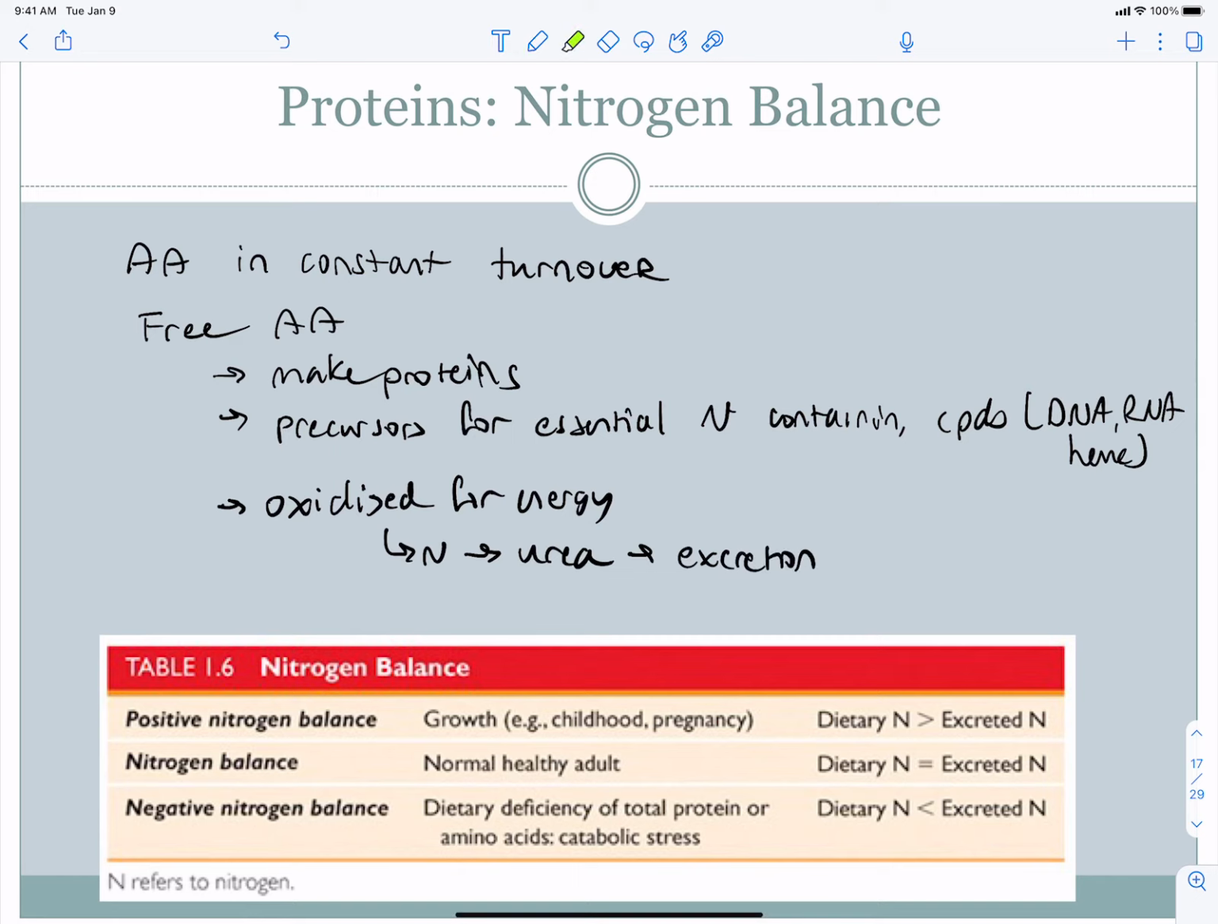So nitrogen balance basically means that you're a normal, healthy adult. Your dietary nitrogen equals your excreted nitrogen. There are some cases where positive nitrogen balance occurs, such as in childhood and in pregnancy where there is growth. So the amount of dietary exceeds the amount of excreted. There are also some conditions where you have negative nitrogen balances, and these are typically associated with some sort of disease, whether it's metabolic or some other disease. So this is the case where your dietary nitrogen is less than what's excreted. And so this can be a deficiency, catabolic stress, or any of these kinds of conditions.